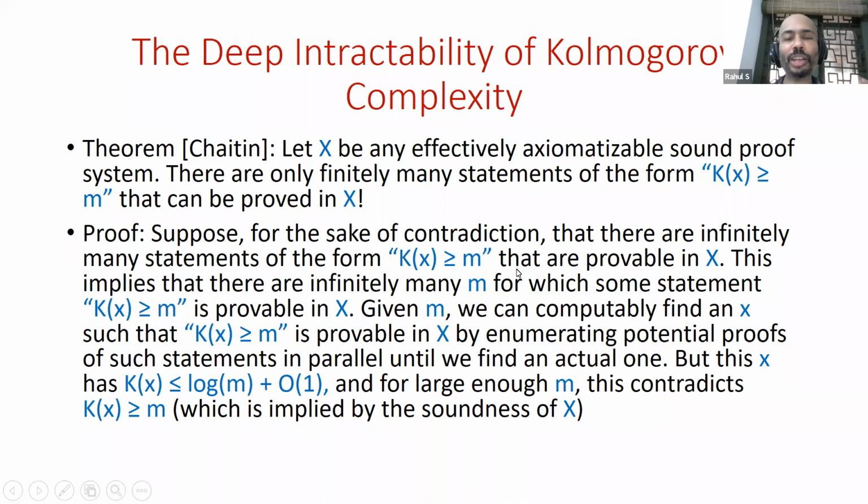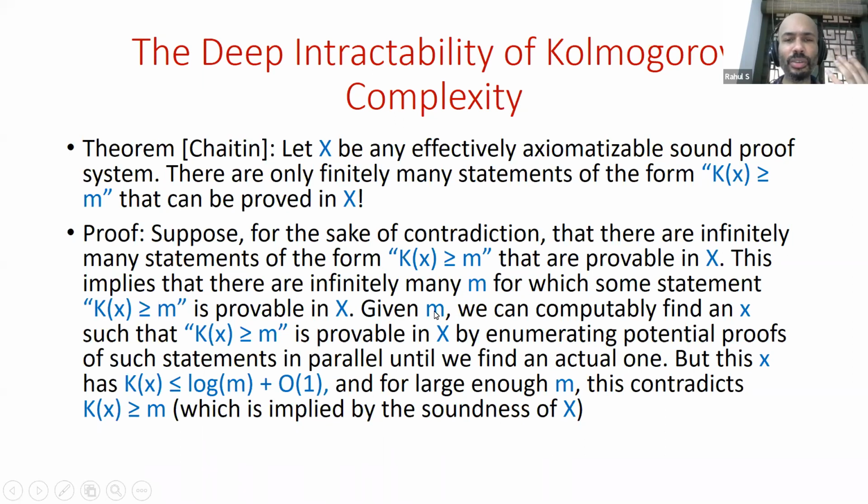Well, okay, actually I should be a bit more careful. I was a bit careless when formulating this slide. There are only finitely many m for which statements of the form K(x) greater than or equal to m can be shown in X. So suppose instead that there were infinitely many m for which such statements are provable in X.